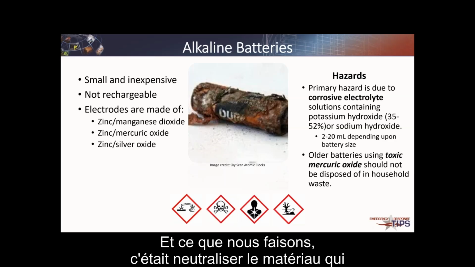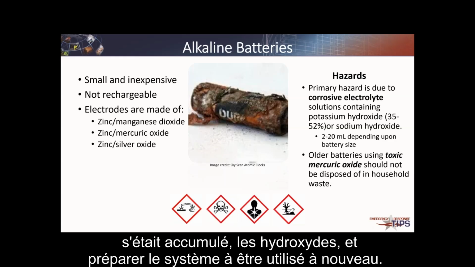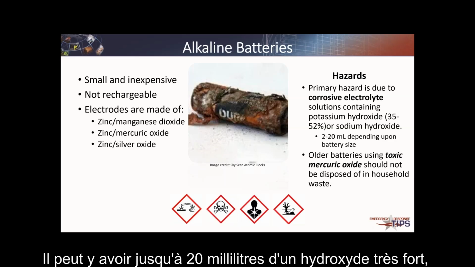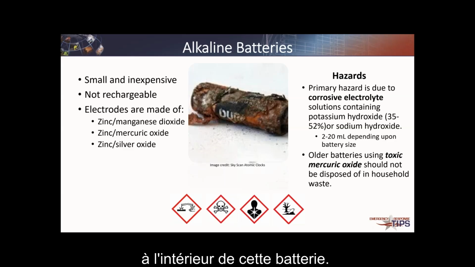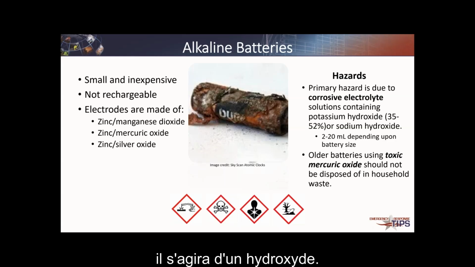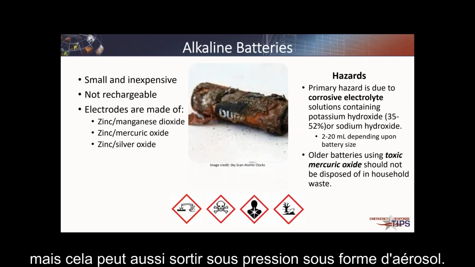And what we were doing was neutralizing the material that had built up, the hydroxides, and getting this system ready to use again. Now, that brings to mind that we have a hydroxide issue. There is up to 20 milliliters of a very strong hydroxide, generally potassium hydroxide, but sometimes sodium hydroxide, inside that battery. So if that battery decides to swell and release its material, it's going to be a hydroxide. Generally when they release it, it's coming out slowly as a liquid, but it can also come out under pressure as an aerosol.